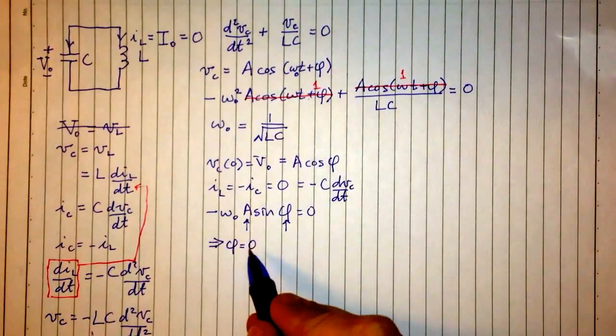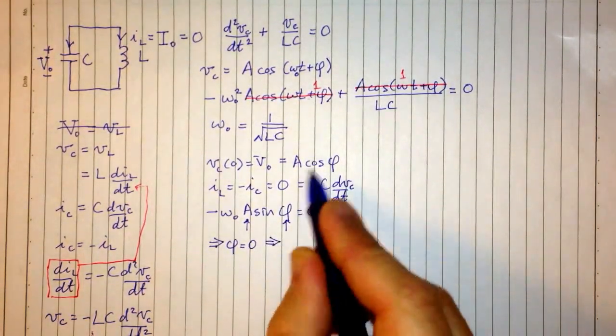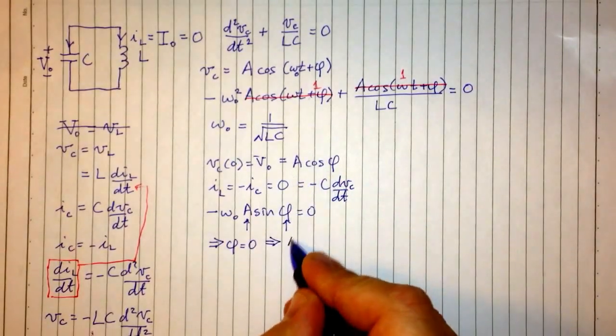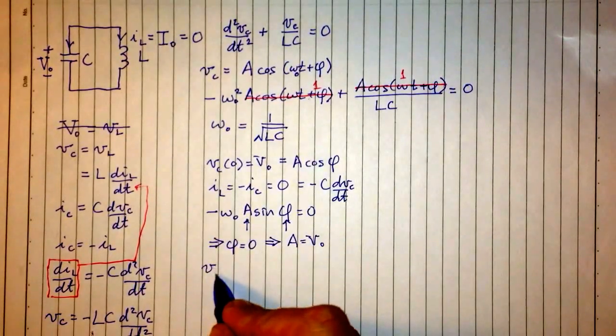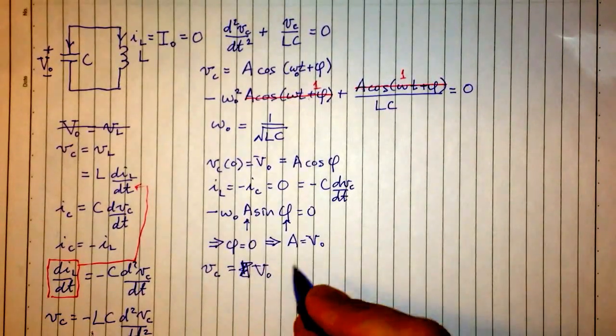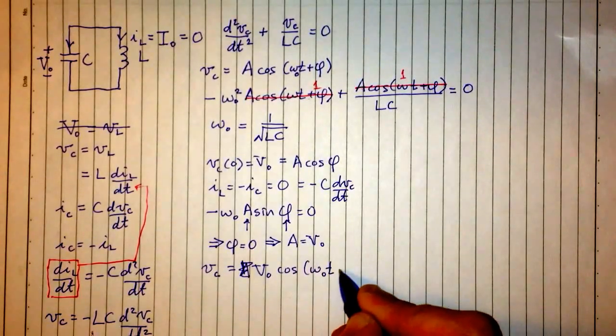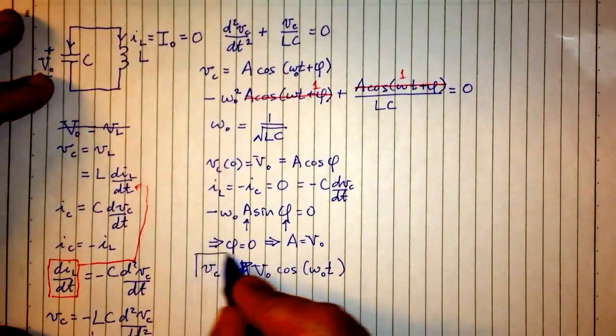Okay, so that's cool. So now if we know phi is 0, we can substitute into the earlier boundary condition, and we say cosine 0 is 1, so we get that A is equal to V naught, and now we've solved for Vc. So in this case of the homogeneous form of the LC circuit, we find that it's equal to V naught cosine omega naught t, and phi is 0. So that's the answer for Vc.